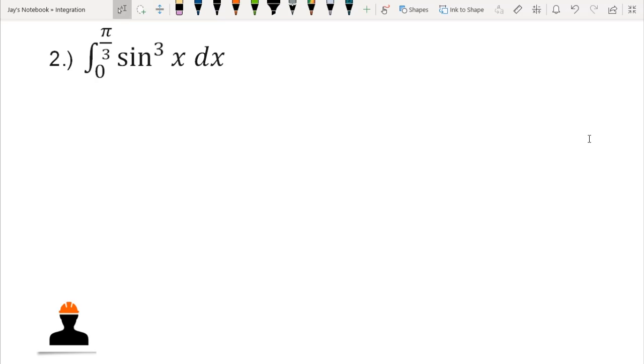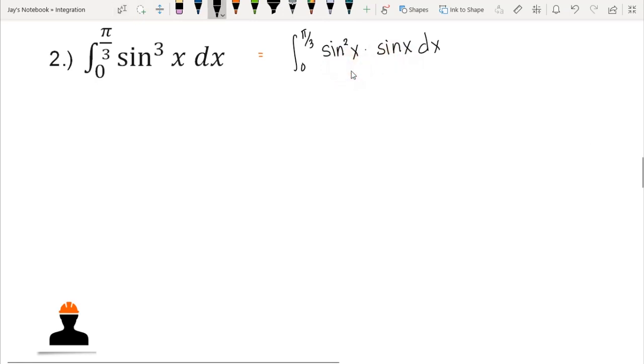The integration of sine cube x dx, with limits from 0 to pi over 3. In this case, we can actually break sine cube x into two trigonometric functions. We can rewrite this as the integration of sine squared x times sine x dx. As you can see, we divide sine cube x into two. The first one is sine squared x, and the second one is only sine x. If you combine these, you get sine cube x dx. Now, what is the purpose of dividing it into two?